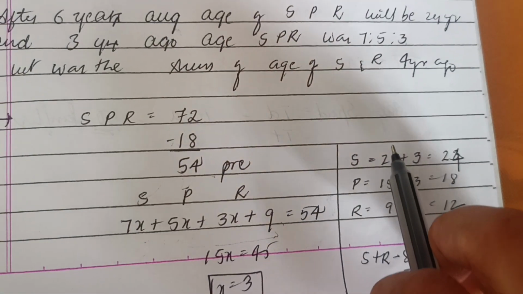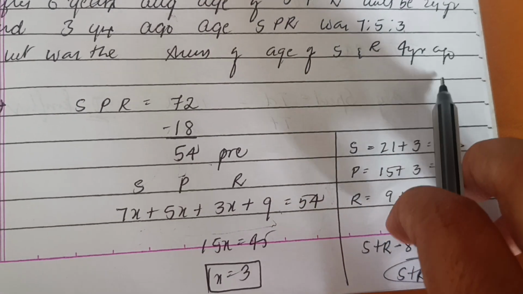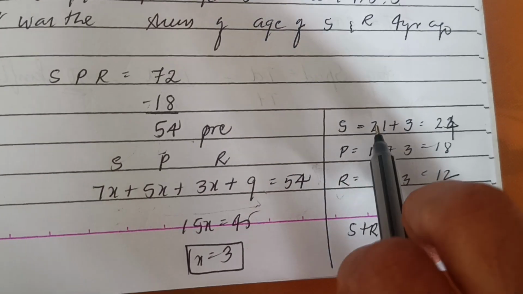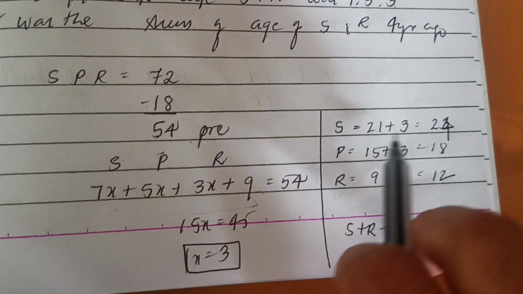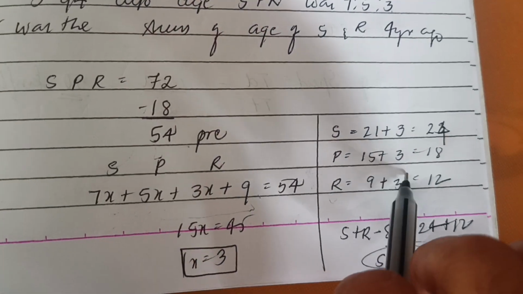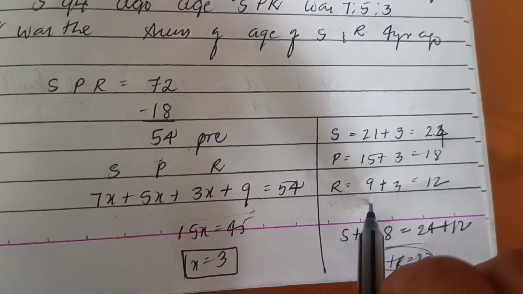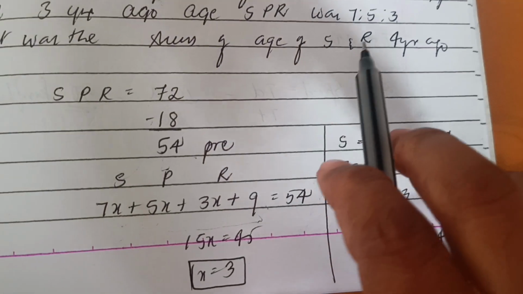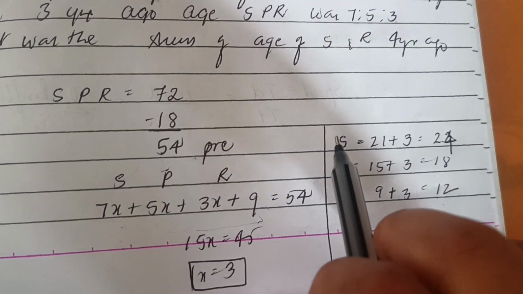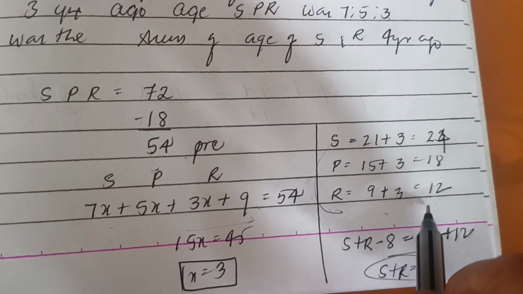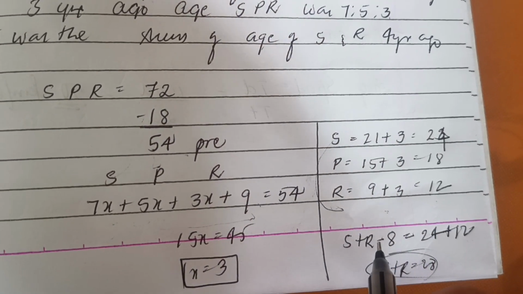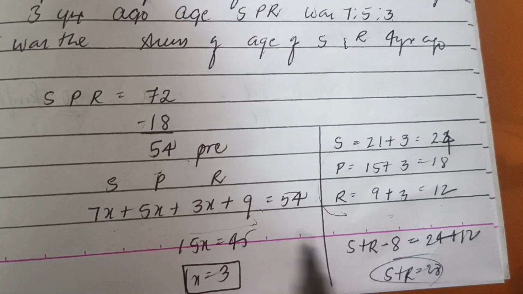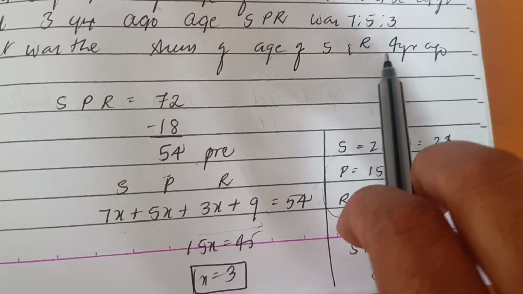They have asked the sum of the ages of S and R 4 years ago. Here we can see the present ages of S, P and R: 7 threes are 21 plus 3 will be 24, which is the age of S. 15 plus 3 will be 18, which is the age of P, and 9 plus 3 will be equal to 12, which is the age of R. This is the present age and we want their ages 4 years ago. So S plus R, if I sum this, I will get 36. I need to subtract 8 from that. Therefore I will get 28 as the answer, which is the sum of the ages of S and R 4 years ago.